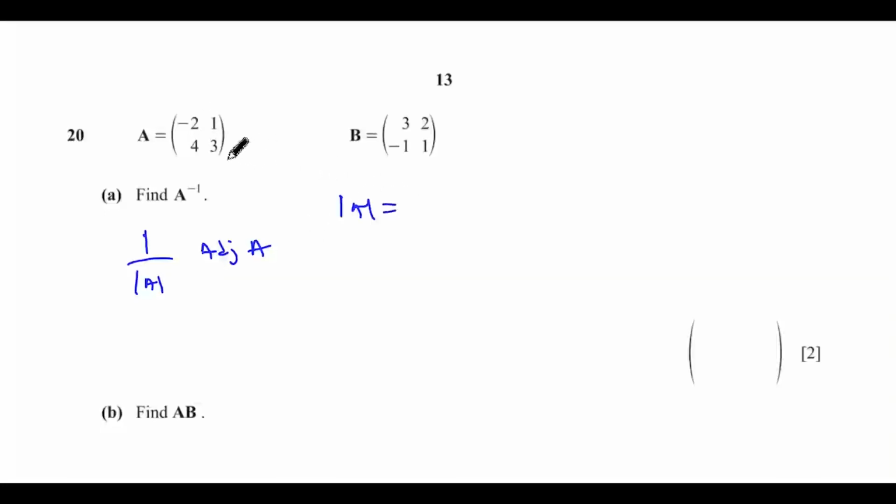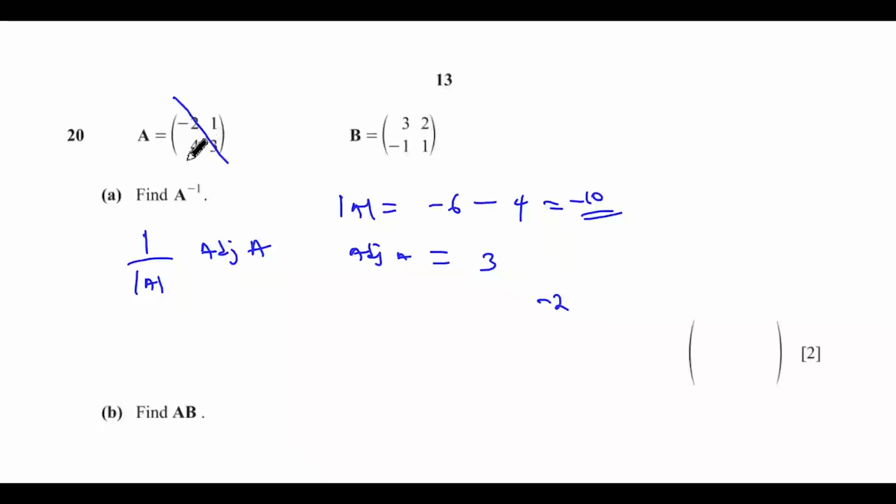The determinant of A will be 3 times negative 2, that will be negative 6, minus 4 times 1, that will be 4. So that will be equal to negative 10. Then the adjoint of A, for a 2 by 2 matrix, you just have to swap the elements along the principal diagonal. This is the principal diagonal. So 3 goes up and negative 2 comes down.